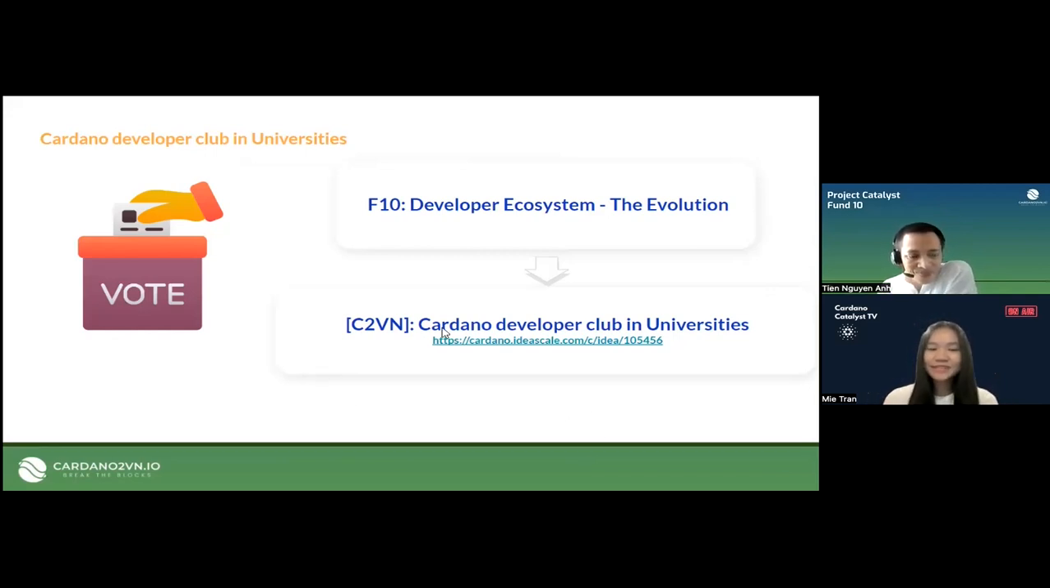Everybody, if you would like to vote for this proposal, please search the keyword C2VN in the Catalyst Voting app, or on IdeaScale to read more about the proposal. You can also search the keyword Cardano Developer Club in Universities in the challenge Developer Ecosystem, the Evolution.